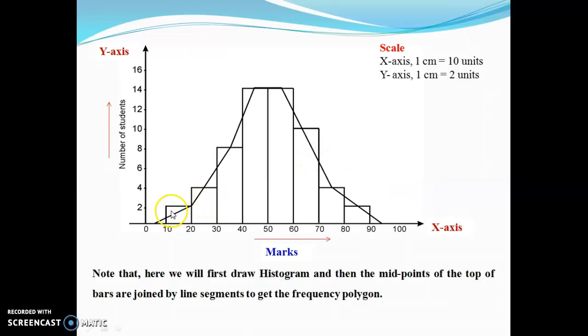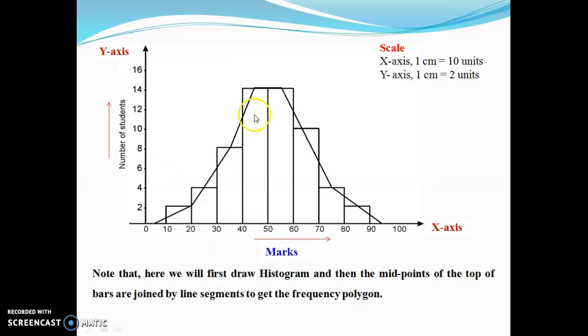So these points, this is 1, 2, 3, 4, 5, 6, 7, 8. These 8 points are from the histogram, and these points include the class with frequency 0, that is 2, next, and so on up to here 90. So this is called a frequency polygon.